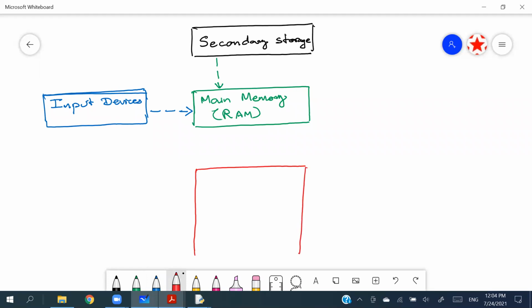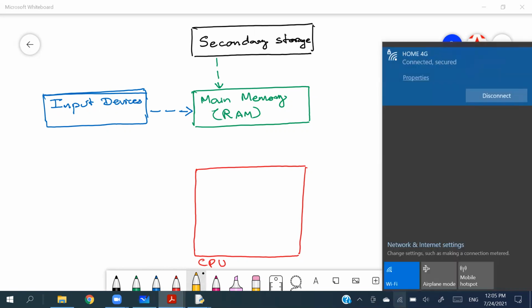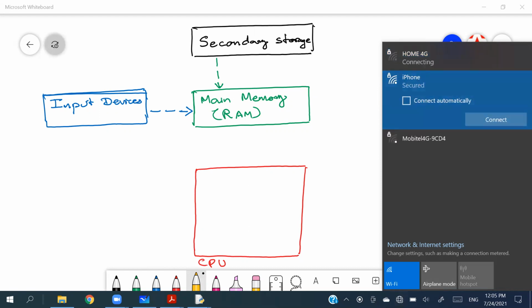Let's take this is the CPU, right? And this CPU contains three components. Kids, just a second. Kids, my power got disconnected, wait, I'll share again.